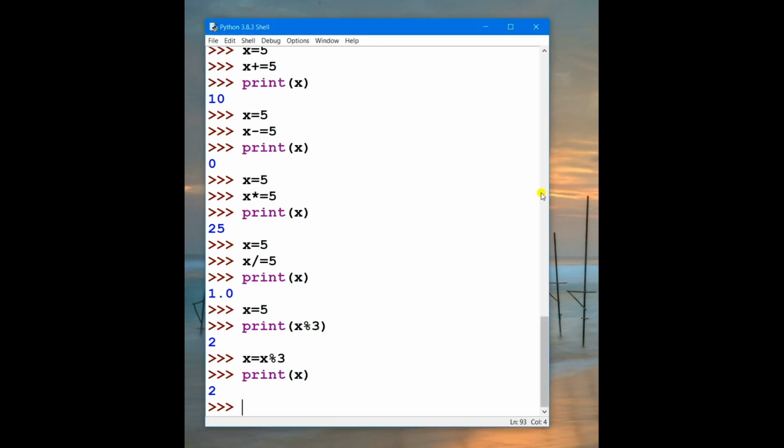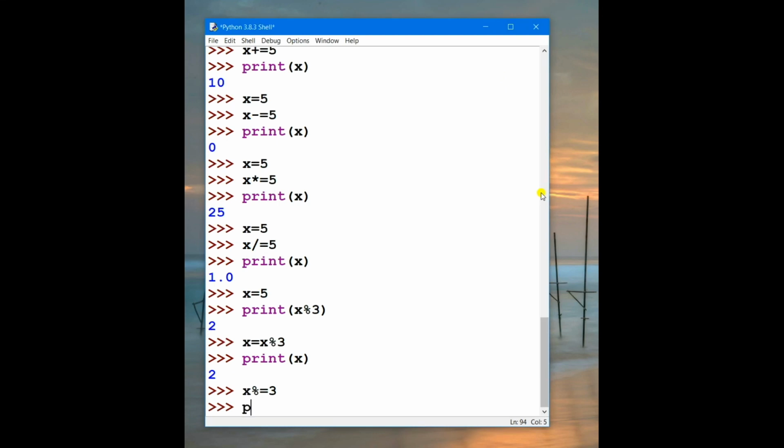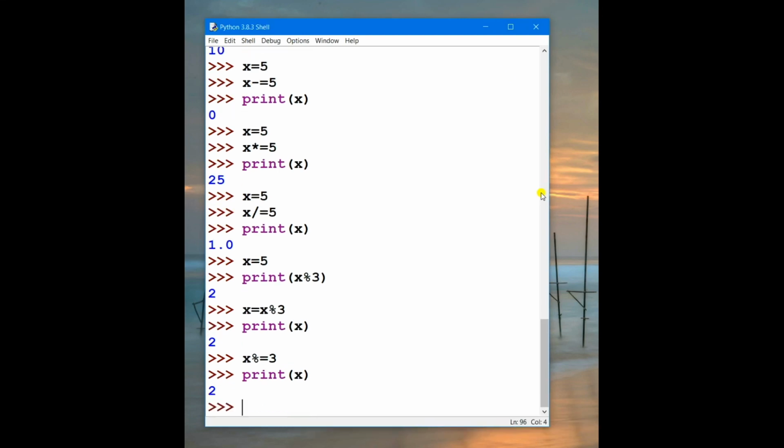And lastly, we have x mod equals 3. And when we print it, we will get the same result. I'm just showing you this. This can be done in multiple ways, but nevertheless, this is the easiest and most time-saving one.